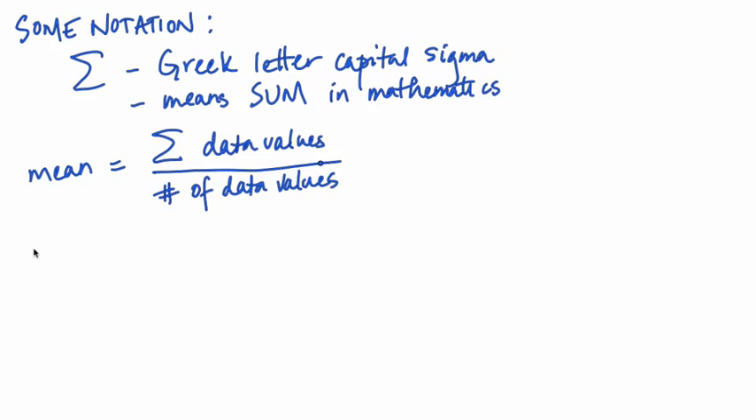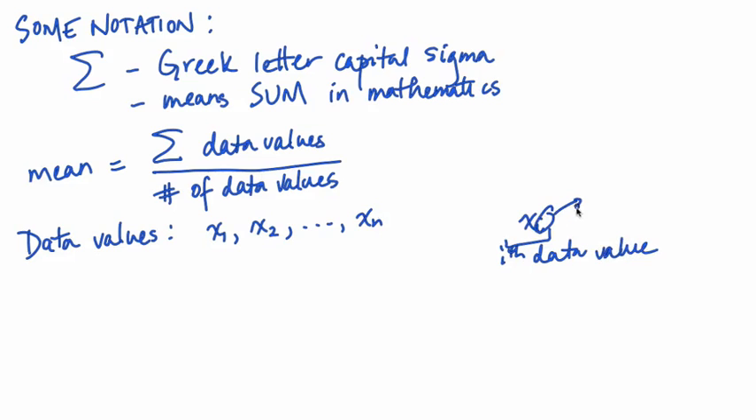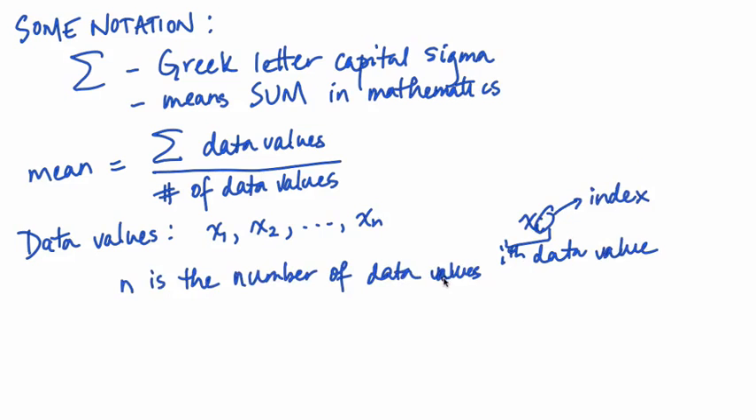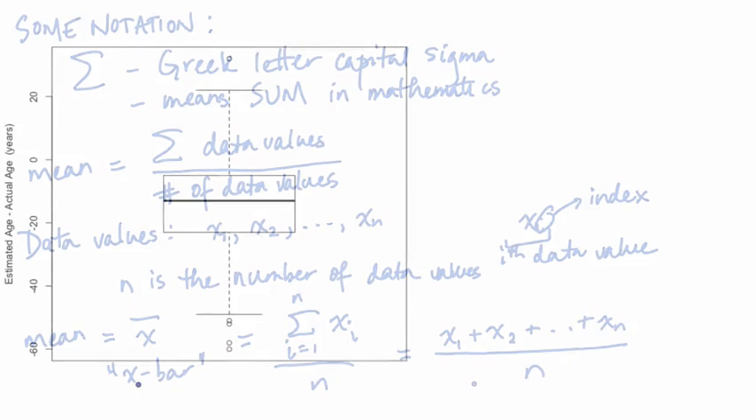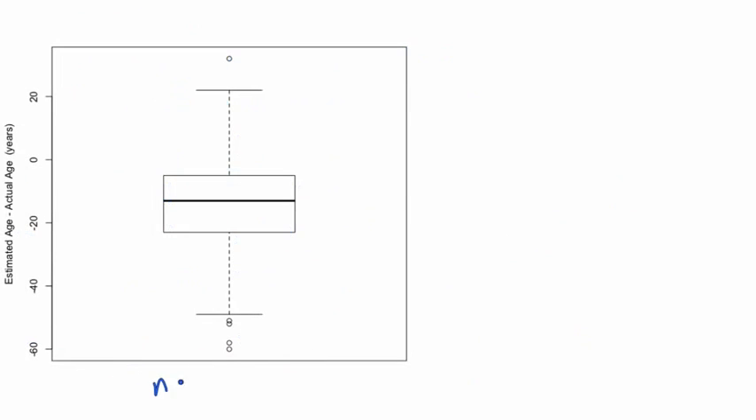Suppose we have n data points. For our example, n is 400, the number of skeletons. Let's represent our data values as x subscript 1, x subscript 2, through x subscript n. The subscript is an index for the position of the data value in the data set, and n is the number of data values. The mean is given the symbol x with a bar over it, and the formula for the mean is the sum, sigma, of the x's from the first observation to the last, divided by the number of data values, n.